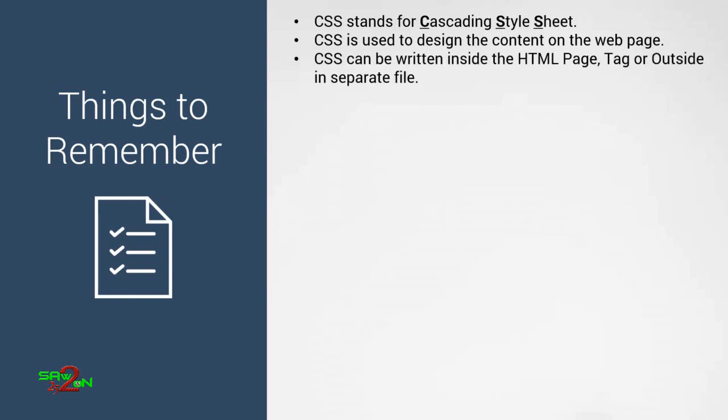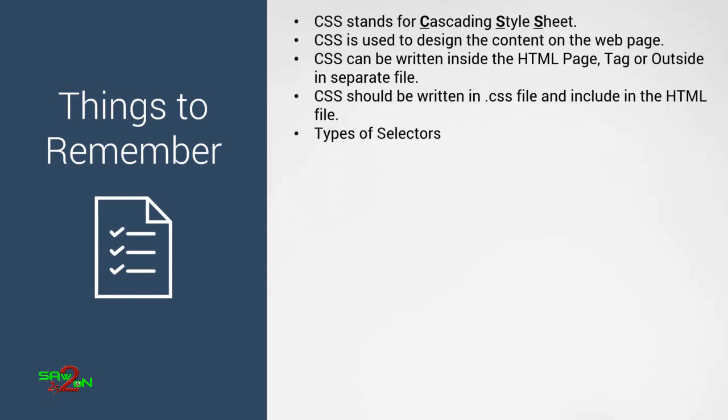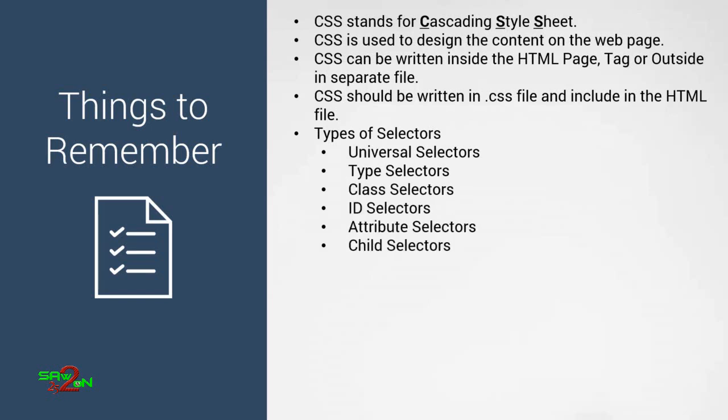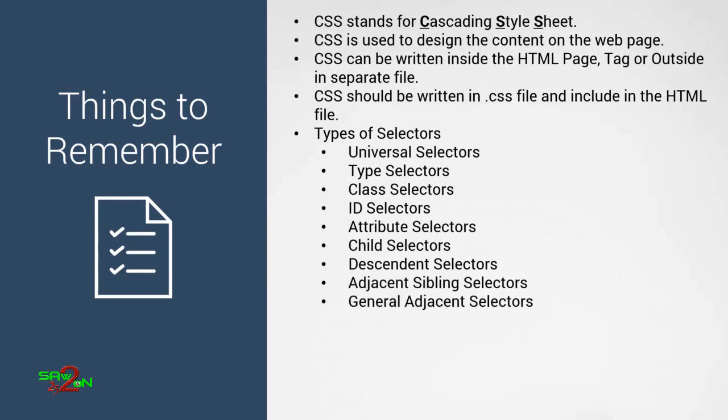CSS can be written inside the HTML page. You can write inside the tag or outside in a separate file. CSS should be written in a .css file, which you can include in the HTML file as well. Then we learned about types of selectors: universal selectors, type selectors, class selectors, ID selectors, attribute selectors, child selectors, descendant selectors, adjacent sibling selectors, general sibling selectors. We have seen all the selectors and worked through examples of each.